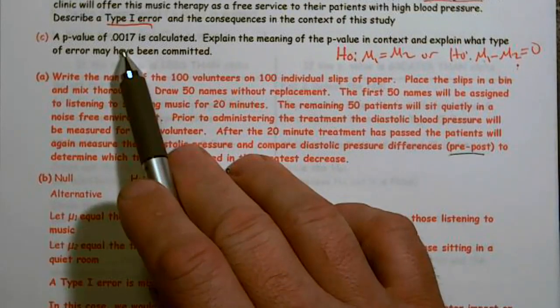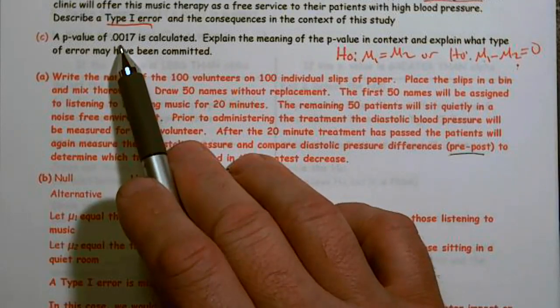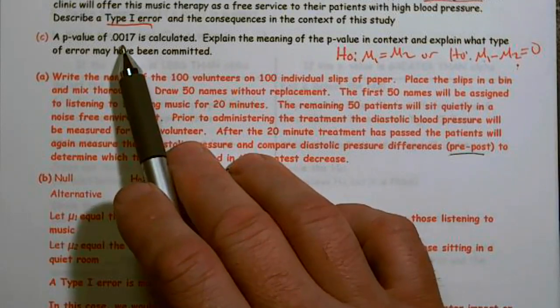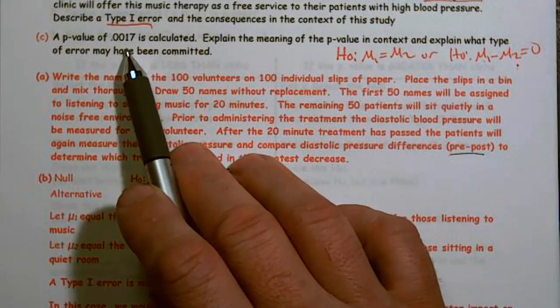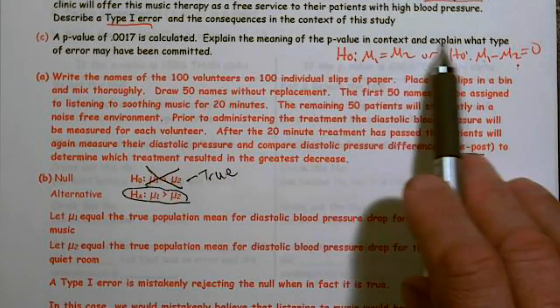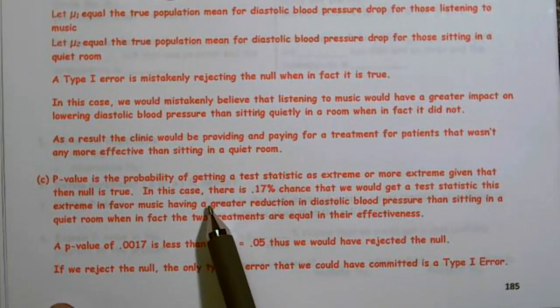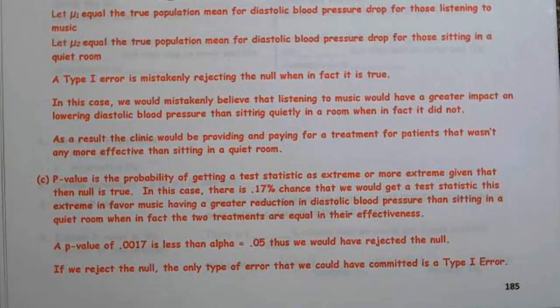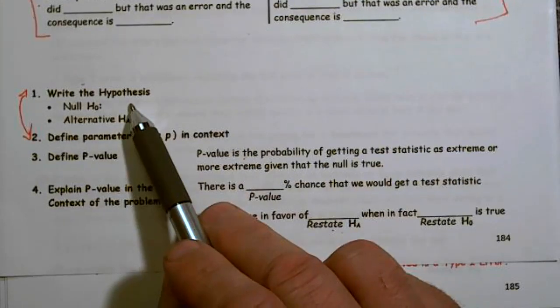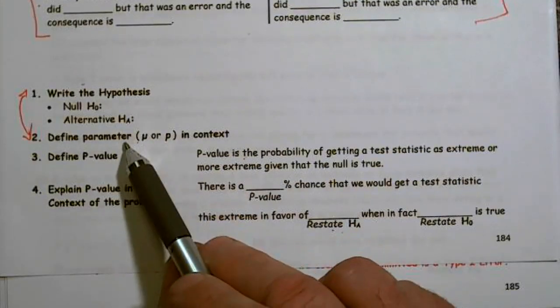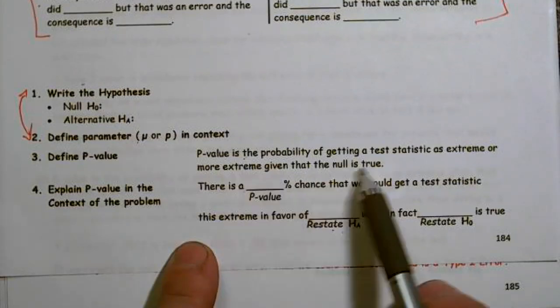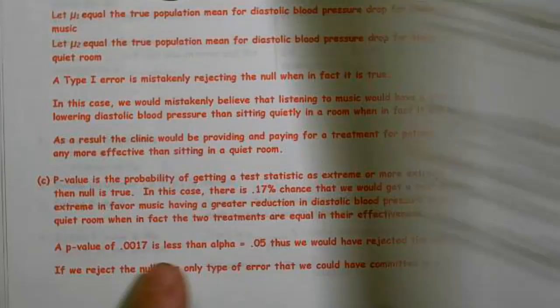A p-value of 0.0017 is calculated. That's a small p-value, and against most typical alphas is going to be rejected. Explain the meaning of the p-value in context and explain what type of error may have been committed. P-value is the probability of getting a test statistic as extreme or more extreme given that the null is true. Guess what? We already wrote the null and alternative above. We've defined the parameter above. Now we've defined p-value.